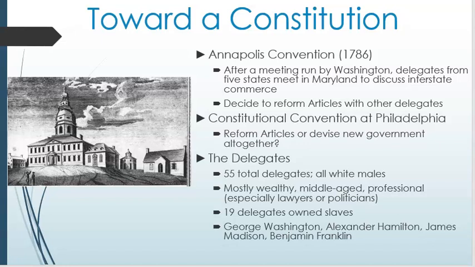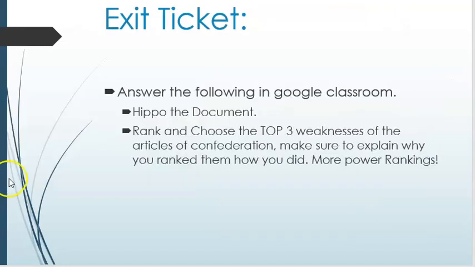So, on to the exit ticket. 2 parts. It's already in Google Classroom. You're going to annotate the document that's attached. It's a primary source of the AOC. And then you're going to rank the top 3 weaknesses, and you're going to tell me why those are where you put them. Kind of like how we did it with the causes of the revolution. So go ahead and do that.